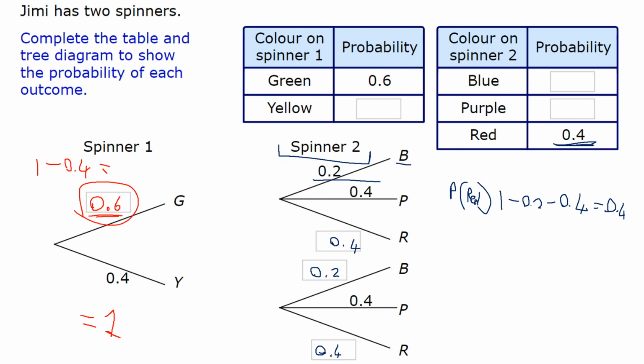Now let's look at the table. If the probability of green is 0.6, we can see the probability of yellow is 0.4. And if we don't know that, then it's just going to be 1 minus 0.6. Same with the second spinner. We can see that the probability of blue is 0.2 and the probability of purple is 0.4. And that is how we craft our probability trees.